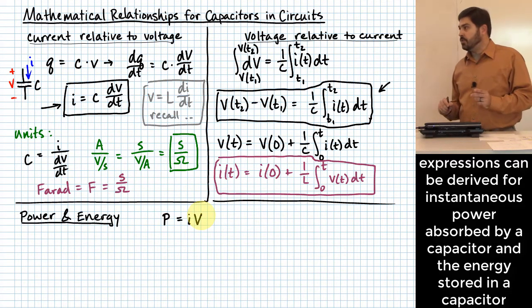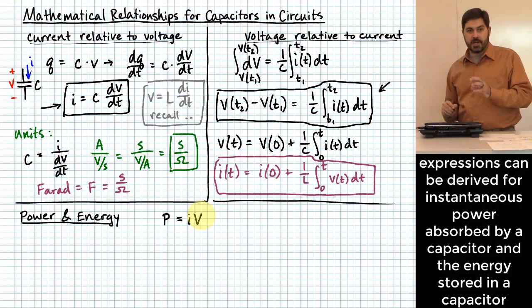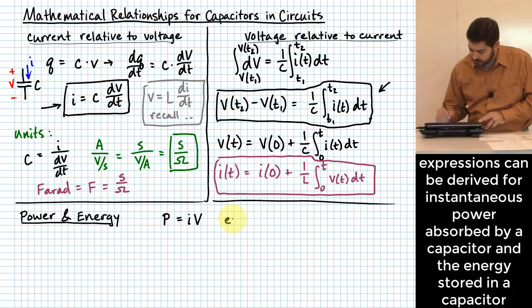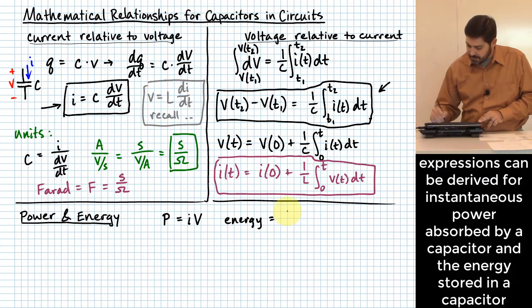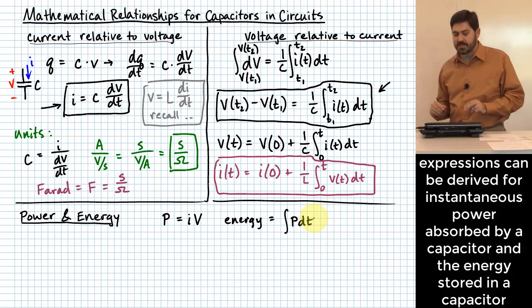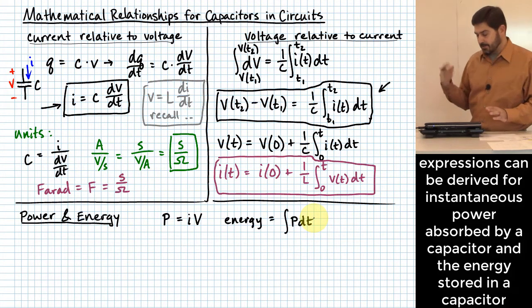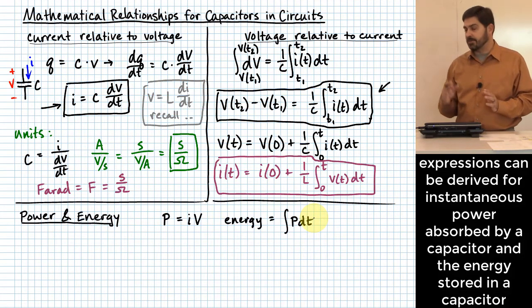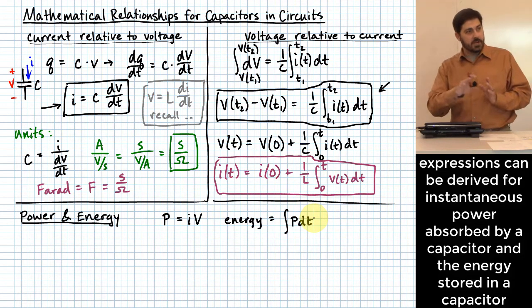Also, if you know power as a function of time, can you figure out how much energy has flowed? So energy is equal to an integral over some time of p dt. And I'll just express it there as an antiderivative. But the same idea works there, that the amount of energy flow that you have is the power integrated over some time span.